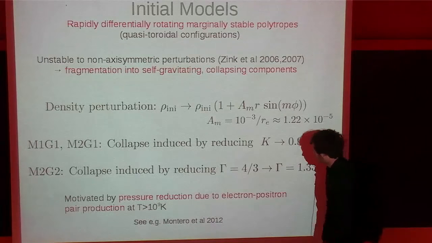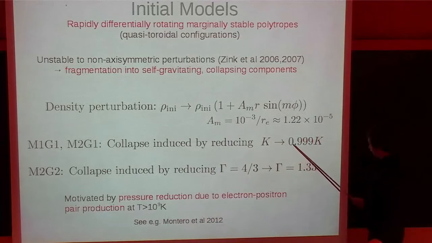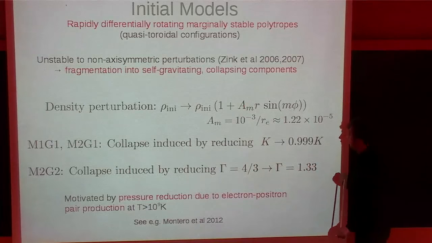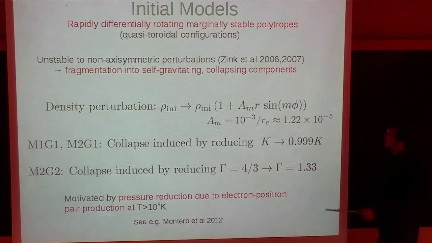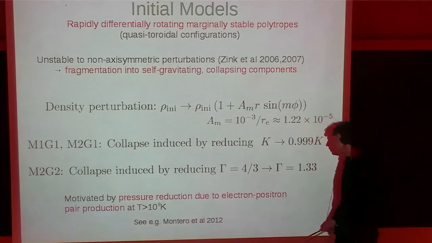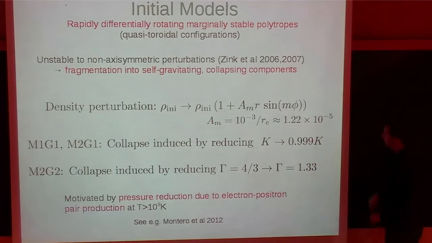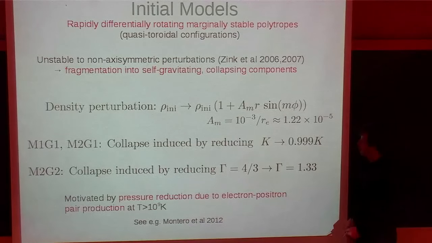So it depends. In the first model, the growth rate is pretty long. In the simulations that I will show on the next slide, you will see that it takes some time to pick up until the fragments really form. Whereas in this case, where we reduce the adiabatic index, the time scale to form a fragment is much, much faster. But exactly how it relates, I don't know.